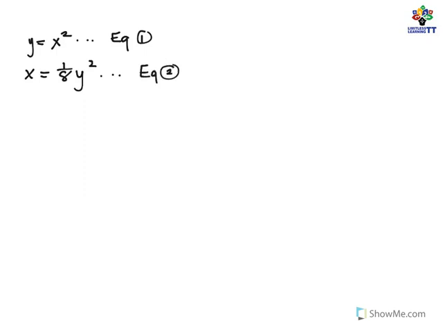Now I can also rearrange equation 2 to have it in terms of y, just because sometimes that's nice. So rearranging that equation, I multiply both sides by 8 to give me 8x is equal to y squared, and therefore that means that y is equal to the square root of 8x. So now I'm going to write that as another form of equation 2. That is y is equal to the square root of 8x.